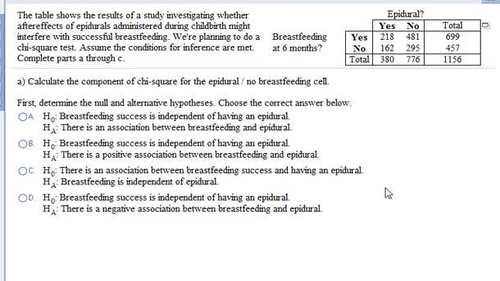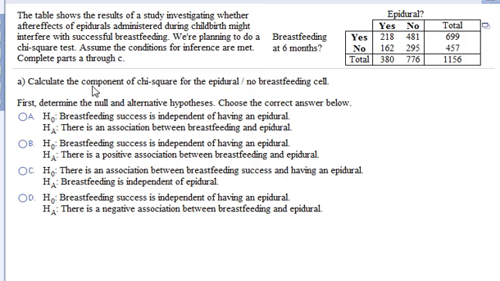Okay, on this problem, we're asked to see if there's a relationship between getting an epidural and whether you're still breastfeeding at 6 months. So the table shows results of a study investigating whether epidurals administered during childbirth might interfere with successful breastfeeding. And we're going to do a chi-square test, and we are going to assume that the conditions for inference are met.